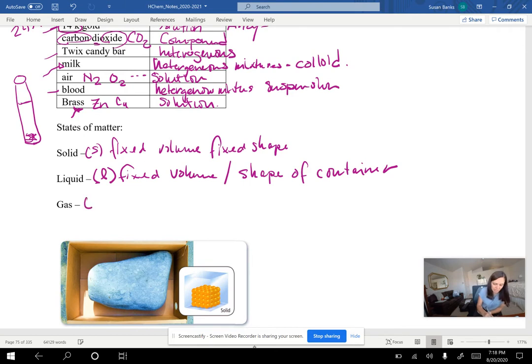And gases, we designate with a small g. They have no fixed volume. In fact, they will take up the entire volume of their container, and they will take the shape of their container too.